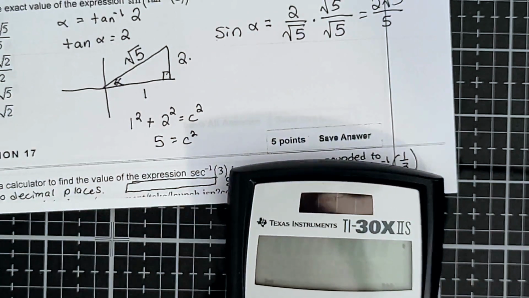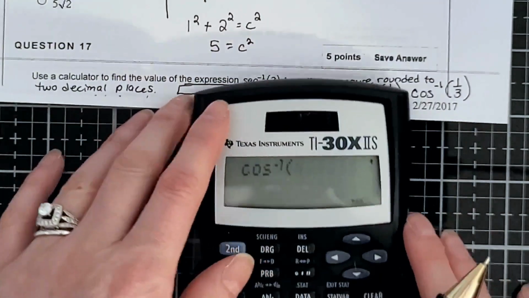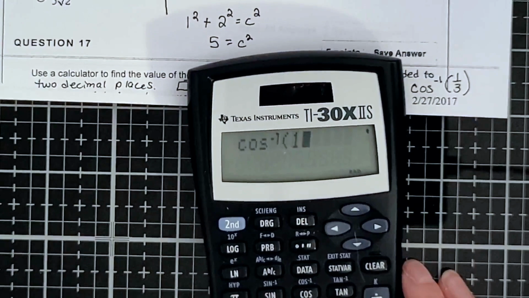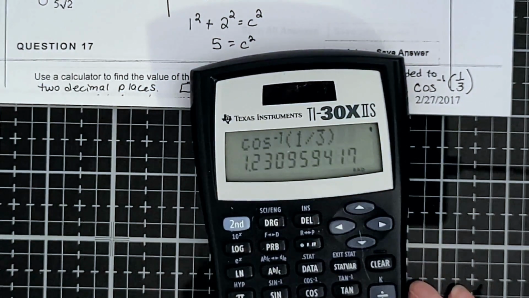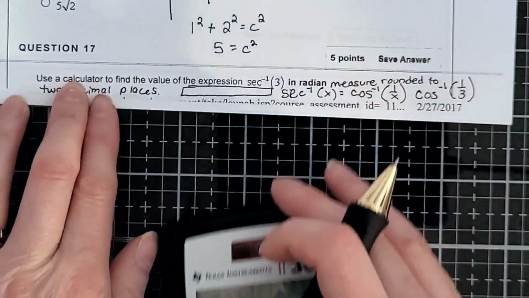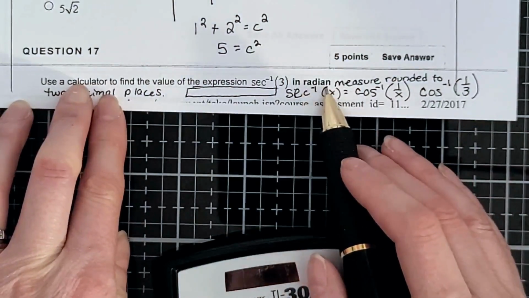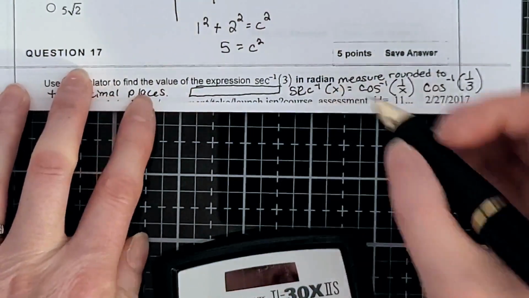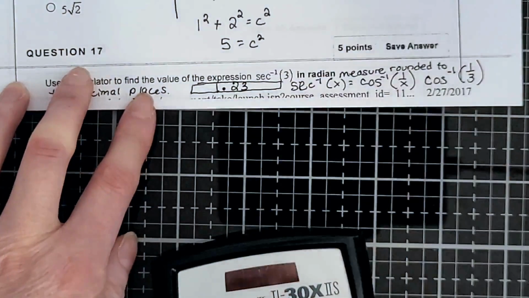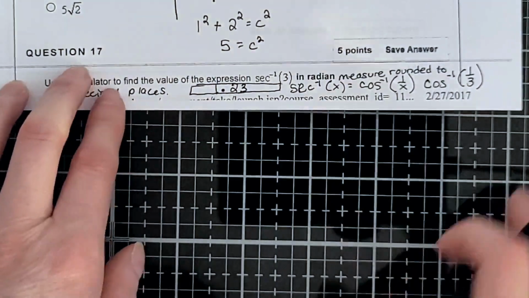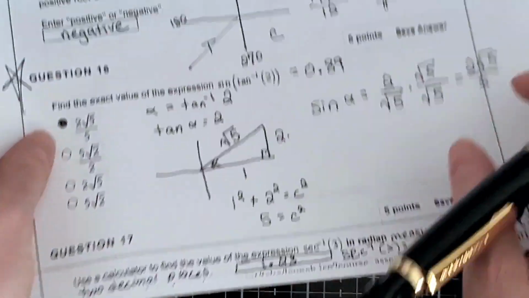And I would type that in. So second cos 1 divided by 3. And that gives me 1.23. And make sure that says radians. So you better make sure your calculator's in radians when you type it in. 1.23. I did not see this one on the test.